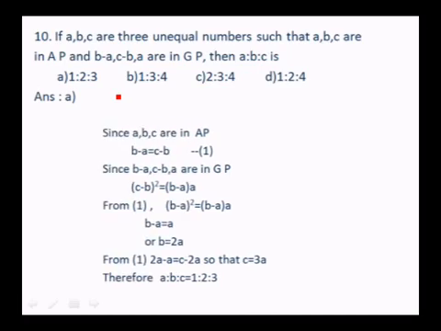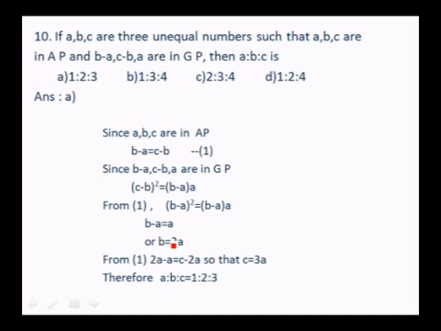Since A, B, C are in AP, naturally you have B minus A is equal to C minus B, and he has given that B minus A, C minus B, A are in GP. Therefore, C minus B whole square, that is B square is equal to AC, that is C minus B whole square is equal to B minus A into A. So from 1, B minus A whole square is B minus A into A, because C minus B is replaced by B minus A. So if you cancel one B minus A, you get B minus A is equal to A, or B is equal to 2A.